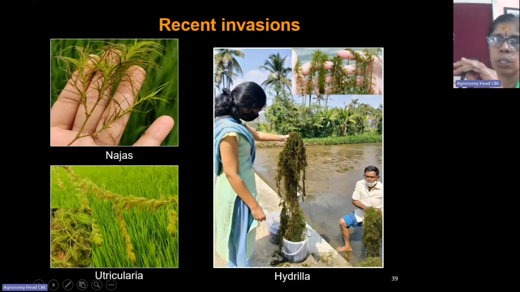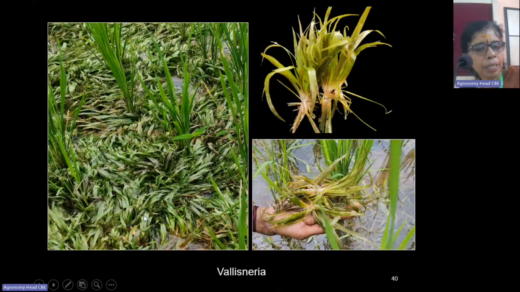But hydrilla is not usually found in rice, it requires a deeper water body. But Utricularia requires only less water, so it can be an invader in rice. And Najas species also require less water. It is also reported in many rice fields, but not hydrilla. And we have successfully managed it.